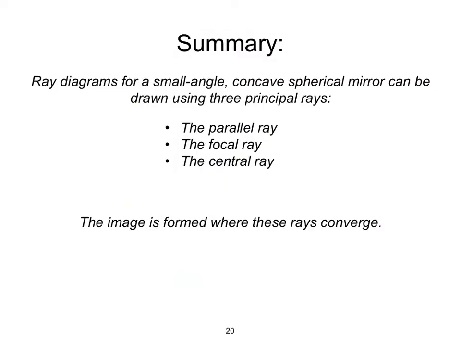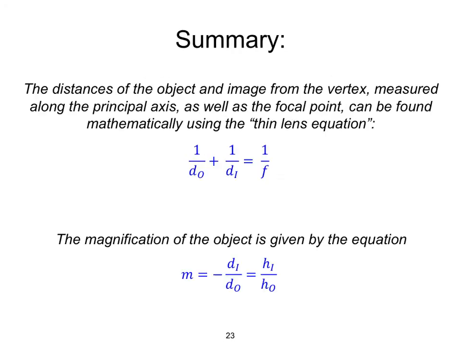In summary, ray diagrams for a small angle concave spherical mirror can be drawn using three principal rays: the parallel ray, the focal ray, and the central ray. The image is formed where these rays converge. The distances of the object and image from the vertex, measured along the principal axis, as well as the distance to the focal point, can be found mathematically using the thin lens equation: 1 over DO plus 1 over DI equals 1 over F. The magnification of the object is given by the equation M equals negative DI over DO, which equals HI over HO.